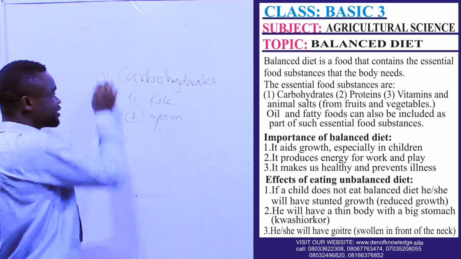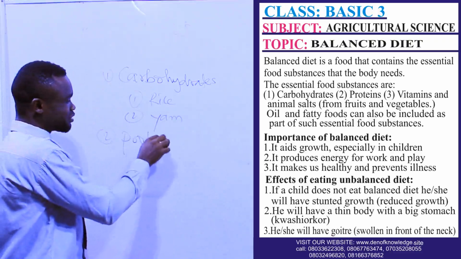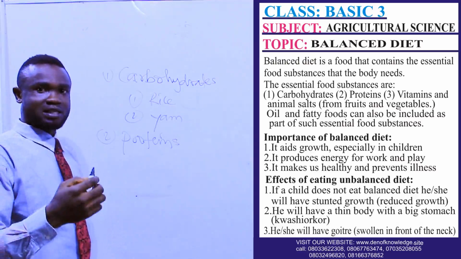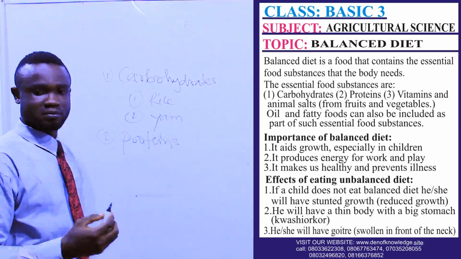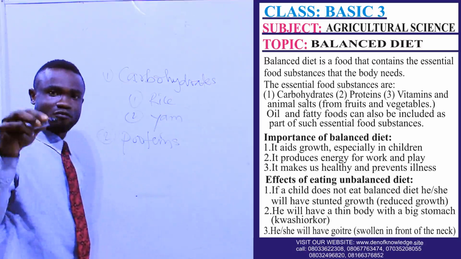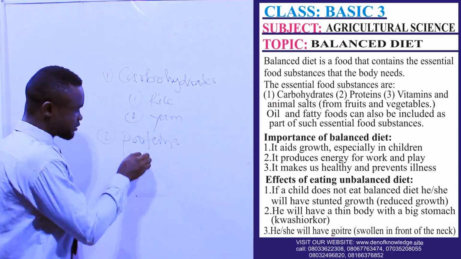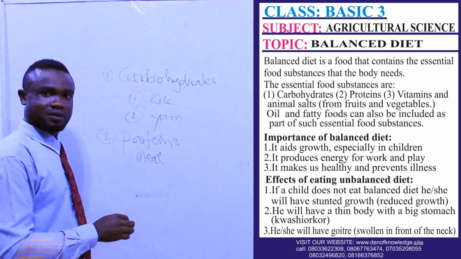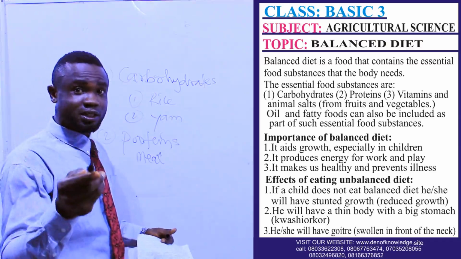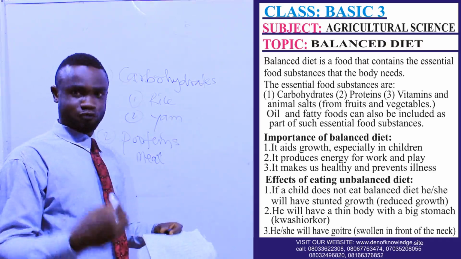Next one is protein. Protein is a very nice part of balanced diet. Examples of protein-giving food are: one, we have meat. We have chicken. Do you eat chicken? It's a very sweet meat and it's a good food.